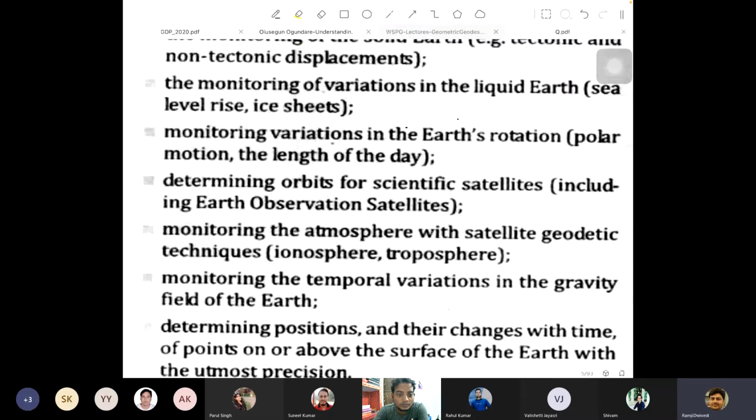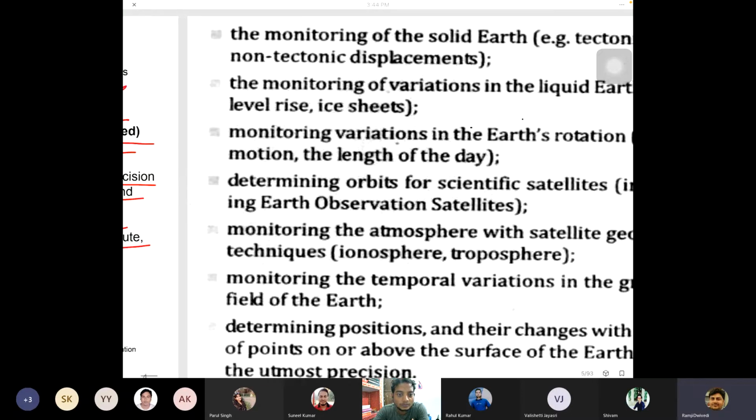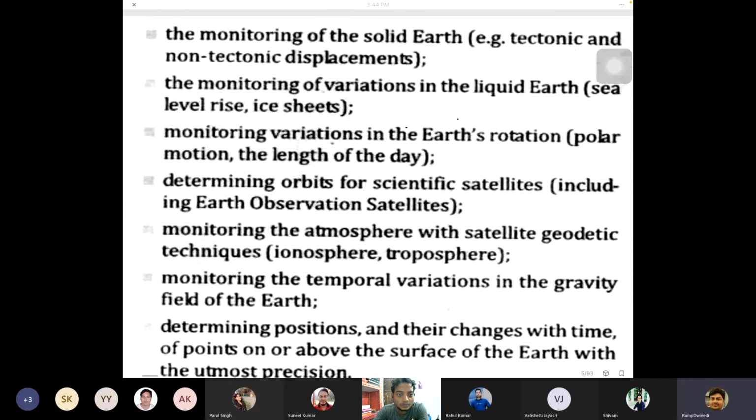be it the monitoring of variation of the liquid earth. So all types of applications you work with generally. The solid earth, we are saying, is a solid mass over a so-called liquid layer over which the crust is moving. So that becomes the understanding of tectonic and non-tectonic displacement when you monitor the earth. The monitoring of variation in the liquid earth, obviously the sea level rise, ice sheets, okay, the glaciers.